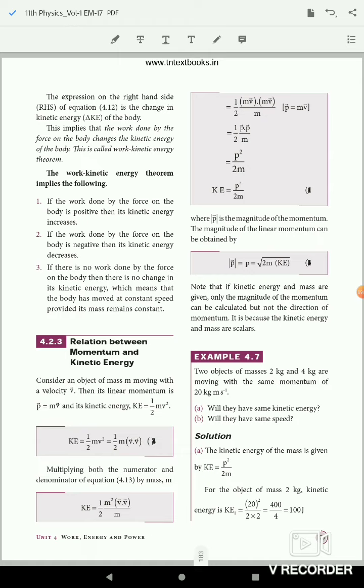Then this expression on the right hand side, that is delta Ke, the change in kinetic energy of the body, implies that the work done by the force on the body changes the kinetic energy of the body. This is called the work kinetic energy theorem. This is also a 2 mark and including 3 mark question.